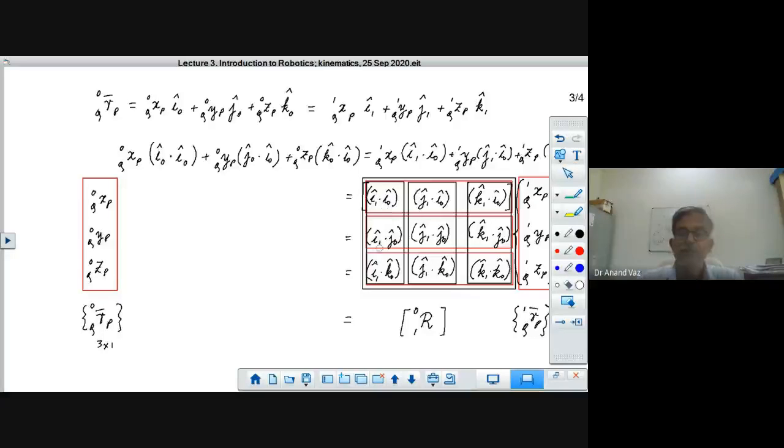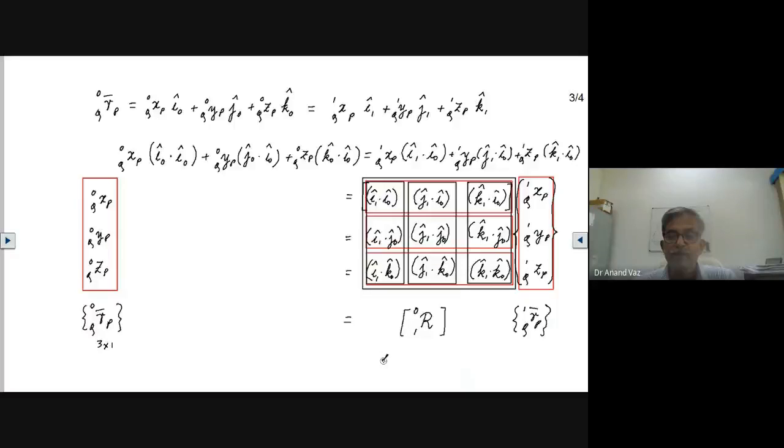Okay. So we can write this as the unit vector I1 expressed in terms of the frame 0. So this is the first column. Okay. So this is our first column of the matrix R1 to 0.